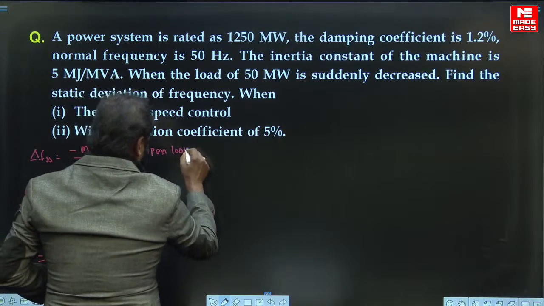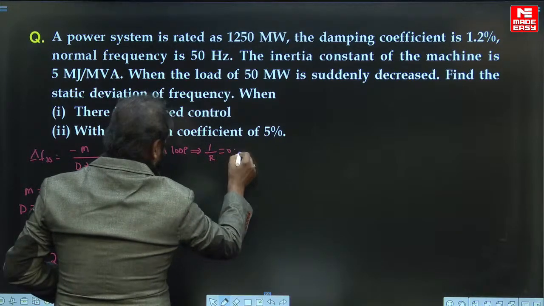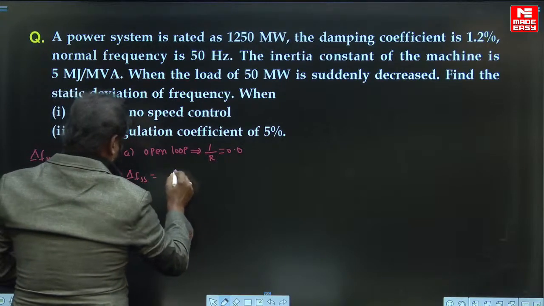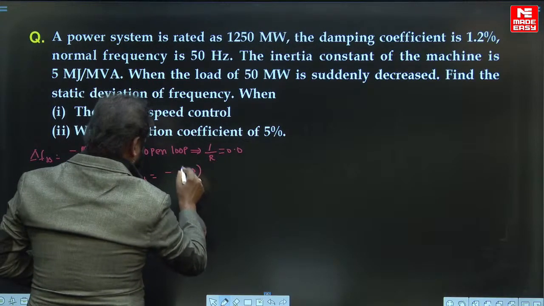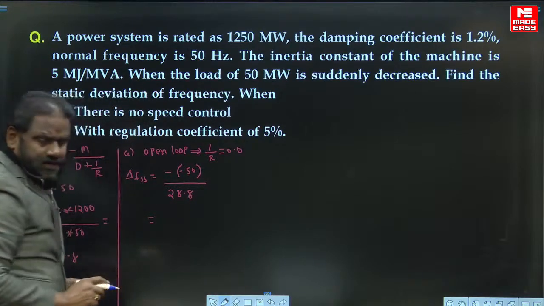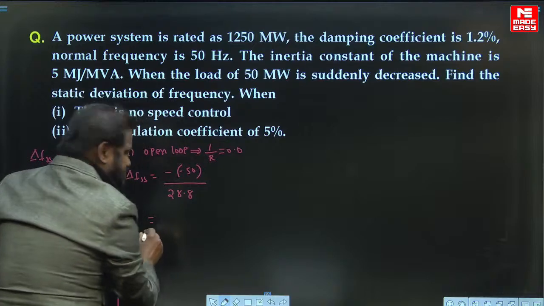What happens in open loop? The loop gain 1 by R is equal to 0. Then delta f ss is equal to minus of minus 50 divided by 28.8. The deviation is equal to 1.736.